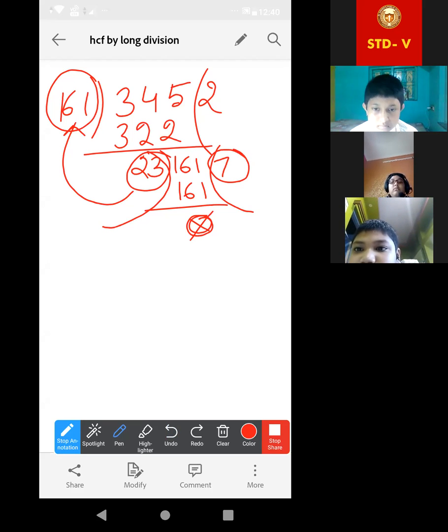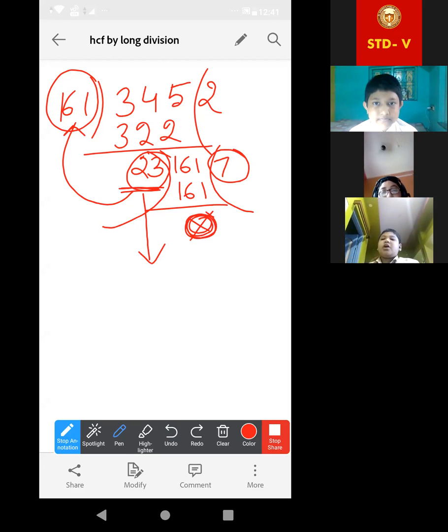By which number are we dividing? By 23, so then only we are getting 0 as remainder. So this one will be the HCF, okay? The last divisor. Understood? Now this one is a very small type of question.